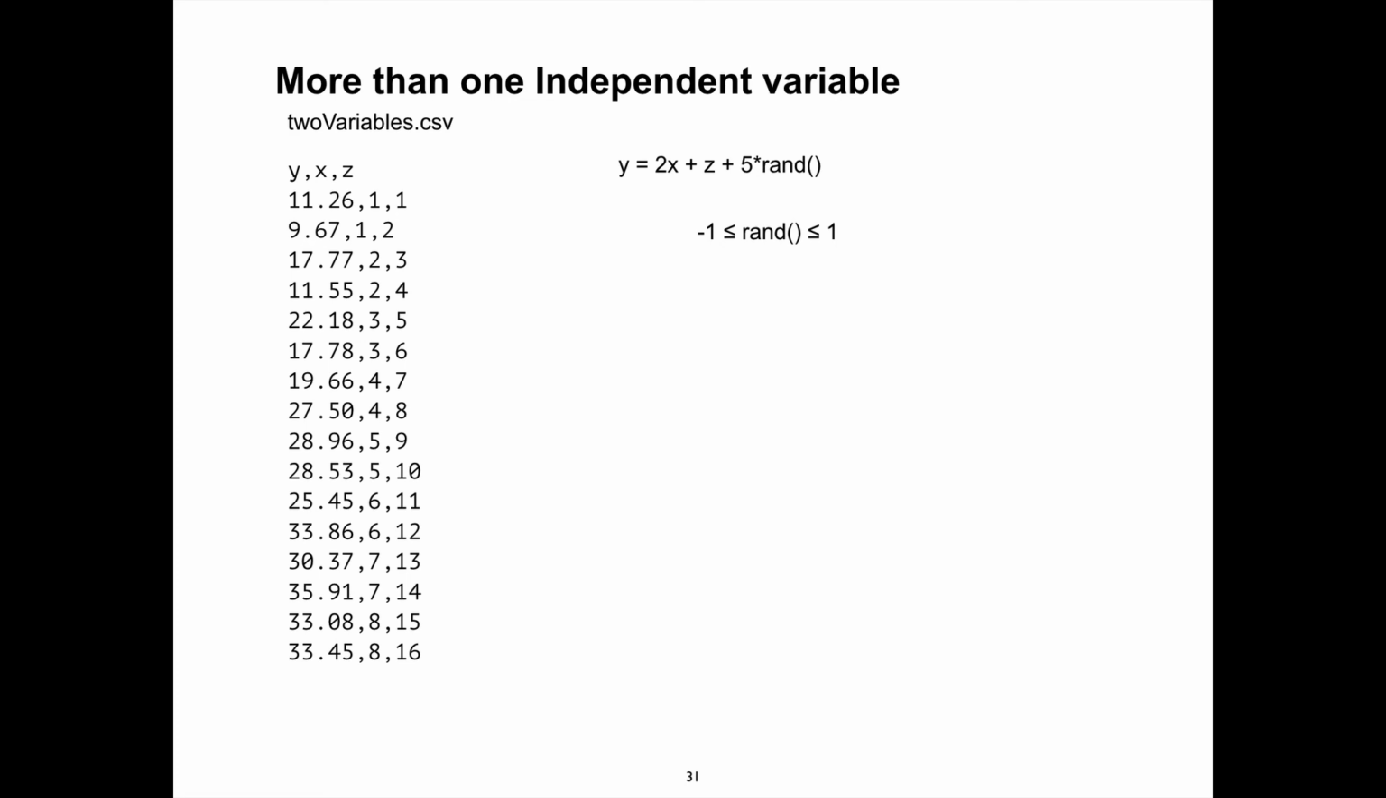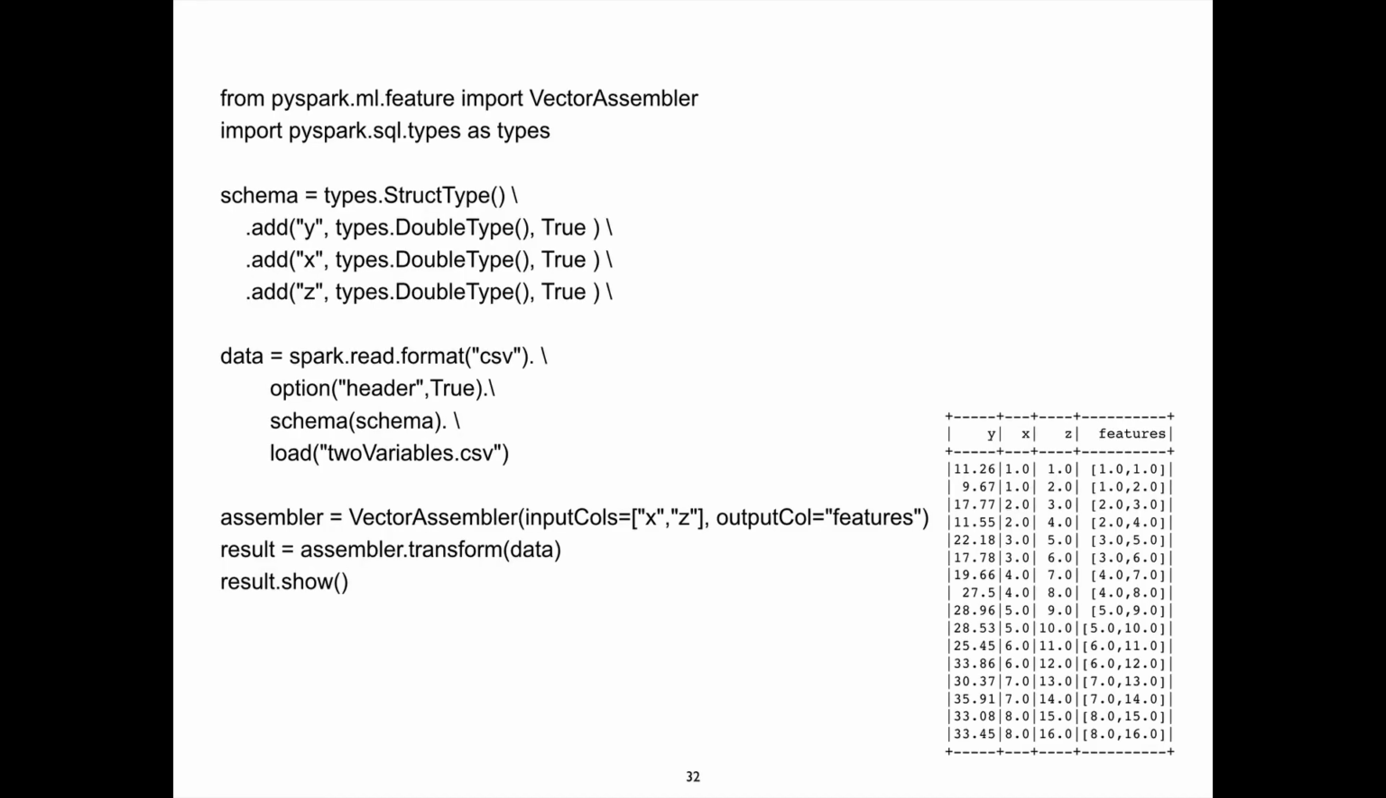Here is an example using two independent variables with some random noise, so things aren't exact. Here I'm reading the data, but I'm specifying the schema to remind you that we can either have it guess the schema when you read it in, or we can tell it what the schema is. These are all doubles for each column. Now I can create my vector assembler with two input columns and the output column. When you transform the data, you get the features column, which the regression algorithms can actually use.